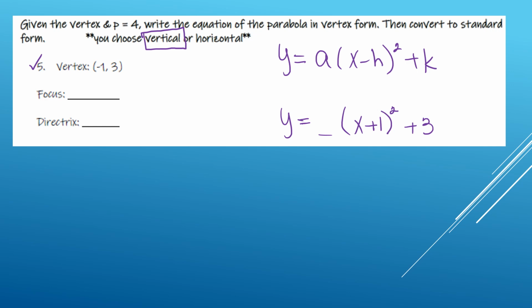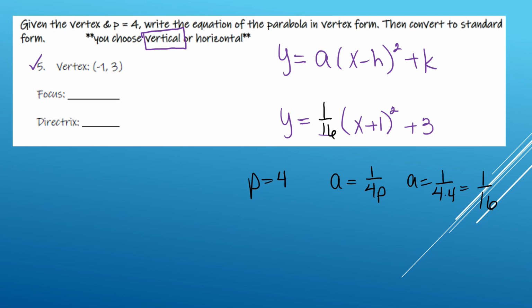If I know the p-value that was given to me, that p equals 4, remember we can work it backwards. Use our leading coefficient, a equals 1 over 4 times p. So a equals 1 over 4 multiplied by 4, or 1/16. So my a value is 1/16. So our equation, y equals 1/16 multiplied by x plus 1 quantity squared plus 3.